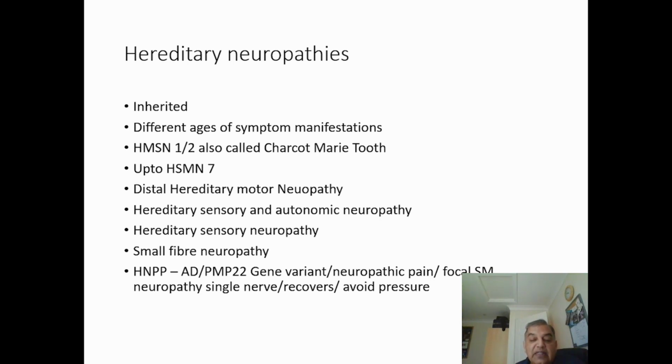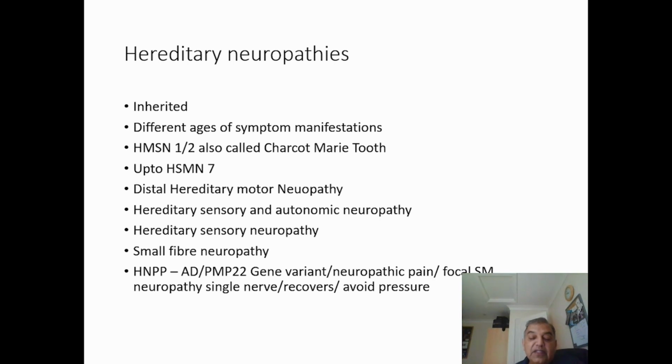There's also distal hereditary motor neuropathy, or it can be a sensory autonomic neuropathy. Sometimes it can be a pure sensory neuropathy. Of course, these are always in accompanying other neuropathies. You can also have small fiber neuropathy, which is acutely painful because only small fibers are involved, and these cannot be tested by electrodiagnostic testing.